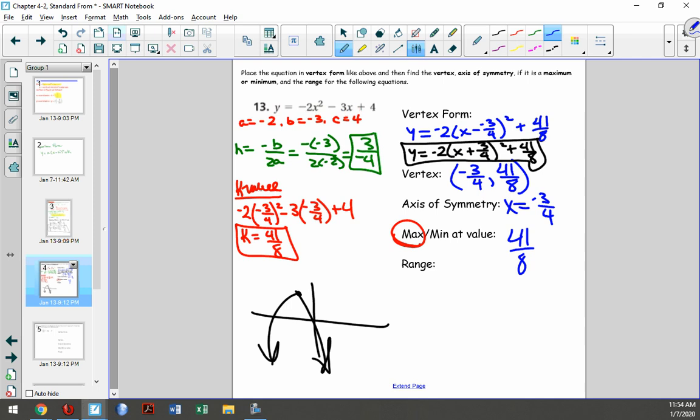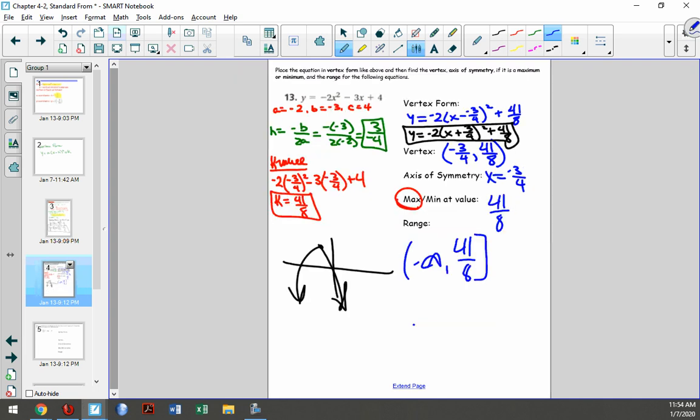Now, what is my range? My range is read from the bottom of your y values to the top. Keep going, Kevin. Parenthesis, -infinity, 41 over 8. Very good. This is what we call interval notation. Now, yesterday I talked about set notation with you guys as well, didn't I? So we're going to go ahead and include that.